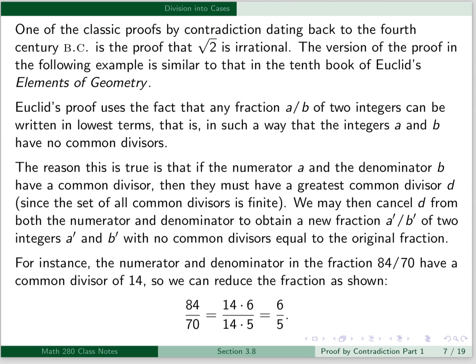For instance, the numerator and the denominator in the fraction 84 over 70 have a common divisor of 14, so we can reduce the fraction as shown. We have 84 is 14 times 6, 70 is 14 times 5, so canceling the 14, we obtain 84 over 70 is equal to 6/5. And now 6/5 has no common divisor in the numerator and denominator.